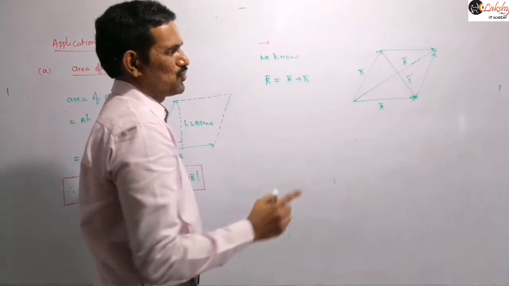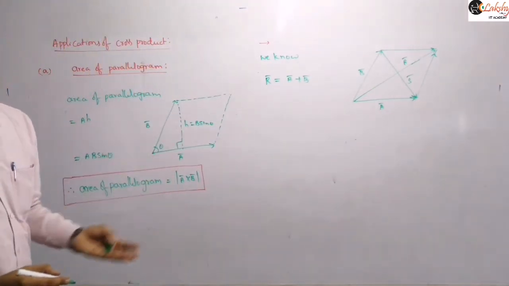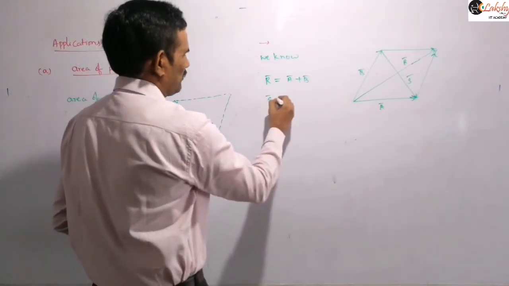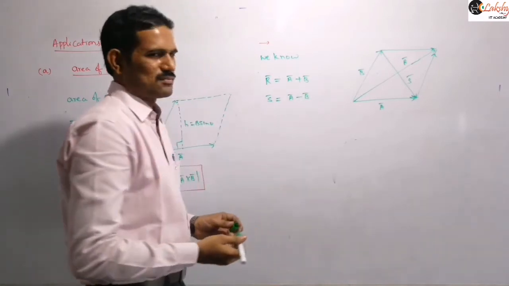The resultant of those two vectors is nothing but R bar, the addition of those two vectors, and the subtraction of those two vectors is nothing but S bar. So S bar is equal to A bar minus B bar, we can write.